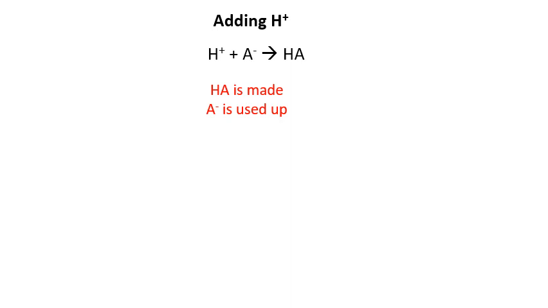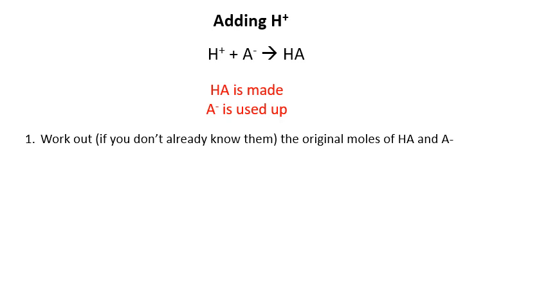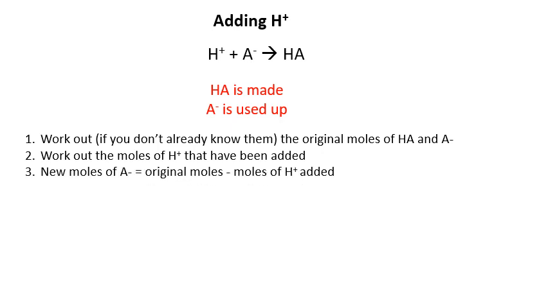So if we go through our steps, step 1 and 2 are the same. Work out your original moles of HA and A minus. And then step 2 is work out the moles of H plus this time that have been added. Then we need to work out our moles of A minus. So we need to use our original moles from step 1, and this time we take away the moles of H plus that we worked out in step 2, because as we've said, we are using up A minus because that H plus reacts with it.